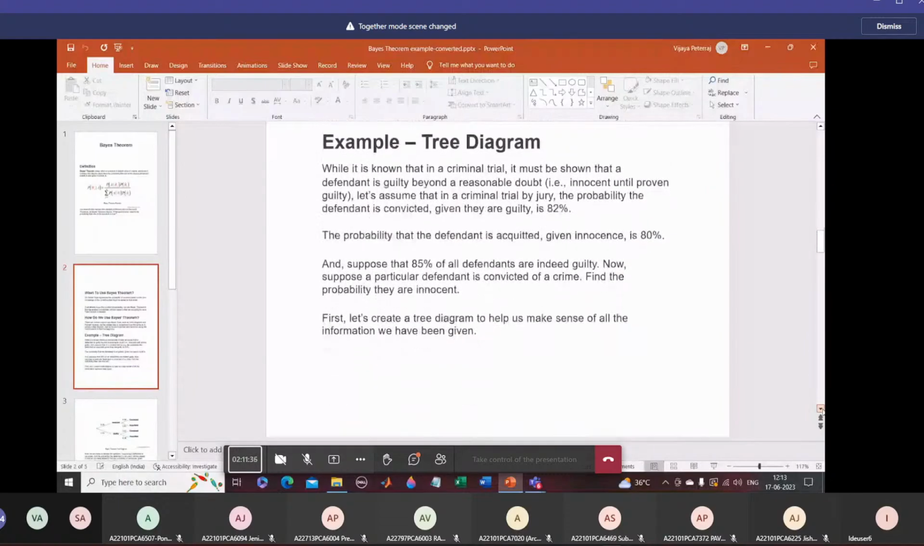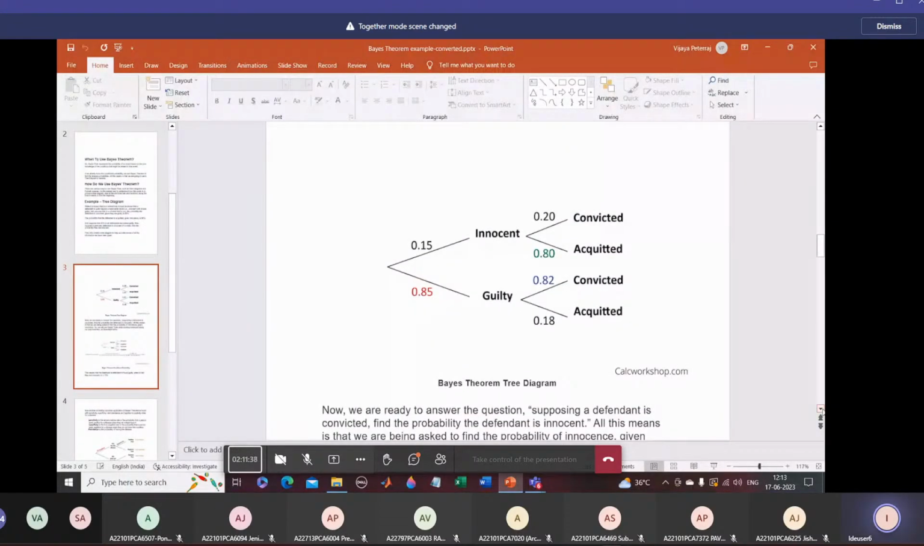Let us take the example. So this is the tree given. We'll take the percentages: 0.15% is innocent out of 100, and 85 is guilty. In the innocent, the convicted are 0.20 and the acquitted are 80%. In the guilty, convicted is 82 and the remaining is 18%.